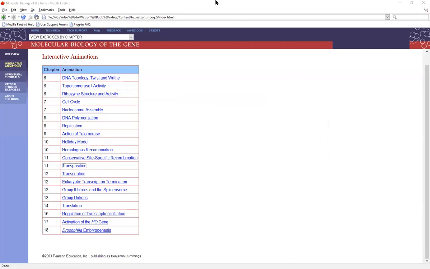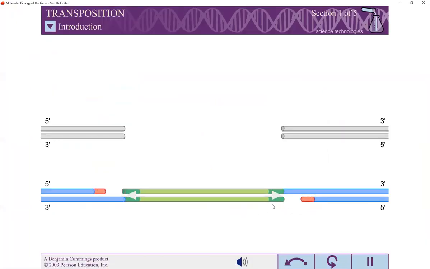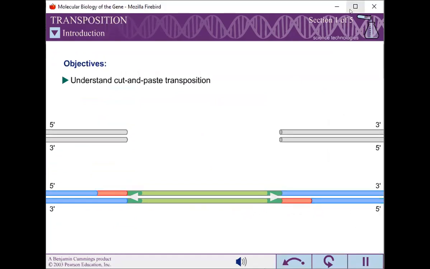This is how transposition is a form of genetic recombination that moves defined genetic elements, called transposable elements or transposons, from one DNA site to another. Although we have already finished this, you can go ahead and revise it from the previous lecture. When you have completed this exercise, you should understand the cut and paste mechanism of transposition and understand the replication.